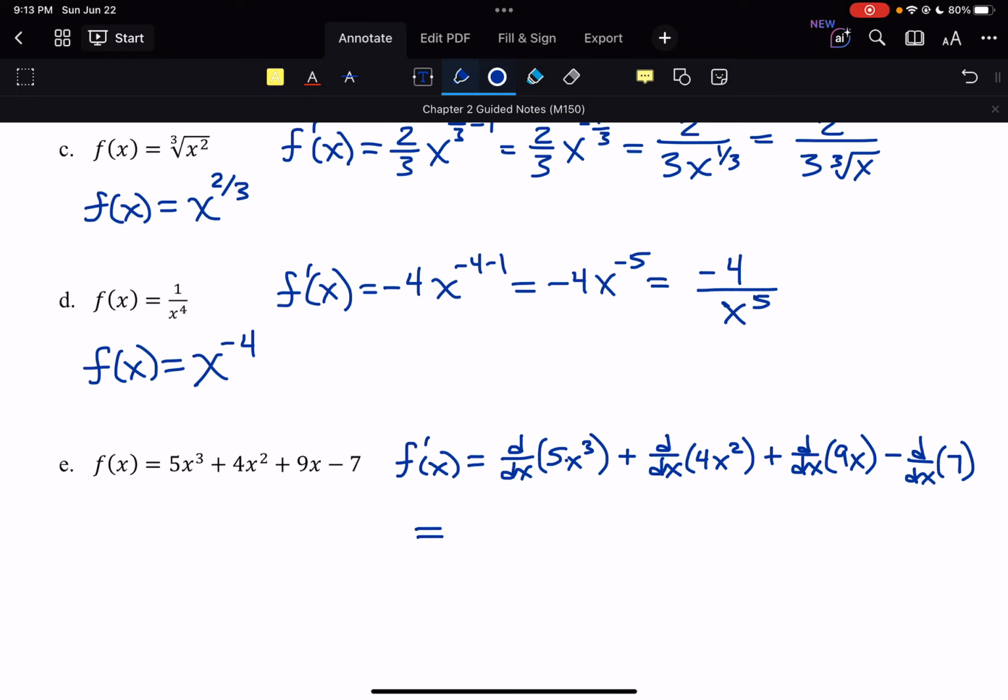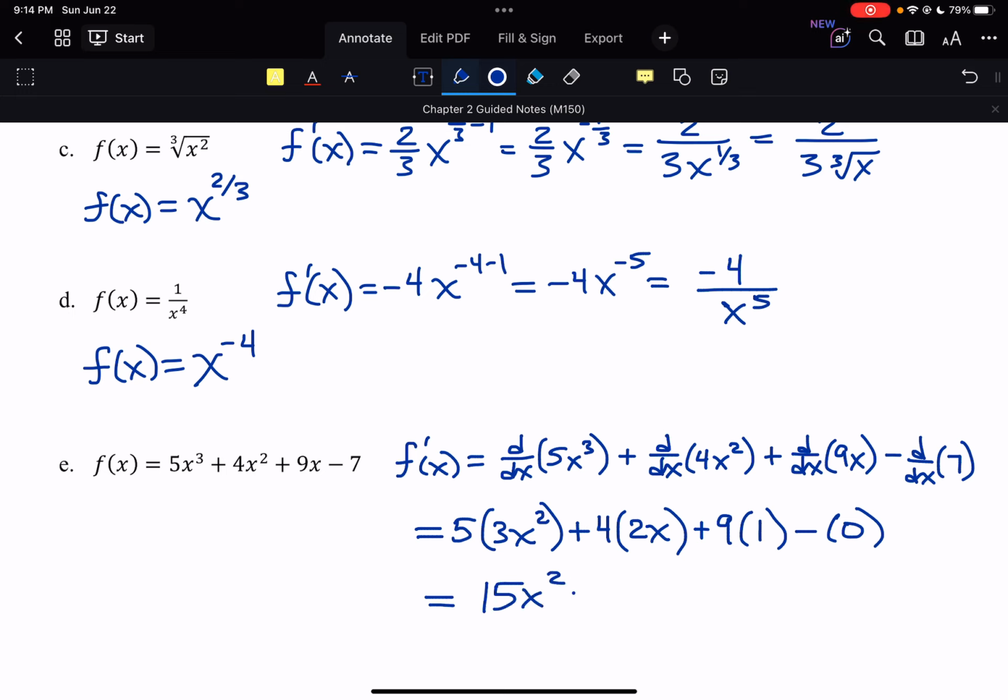So we bring down the 3. So we've got 5 times 3x squared plus 4 times 2x to the first, so just 2x, plus 9 times the derivative of x, which is just 1, minus the derivative of the constant, which is nothing. So we have 15x squared plus 8x plus 9. And that would be the derivative of this polynomial.